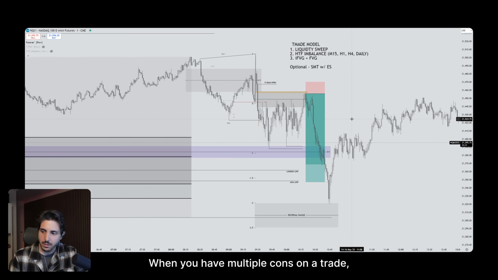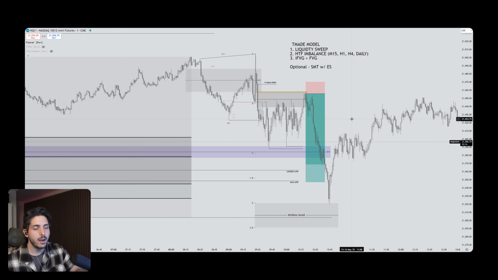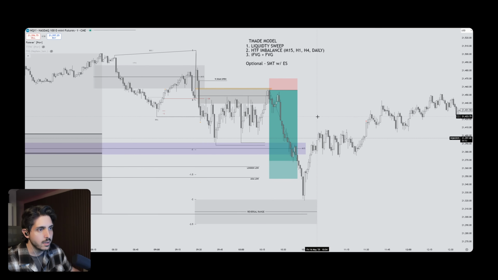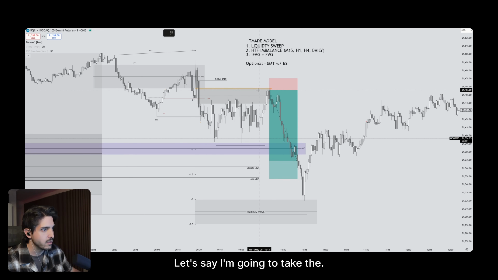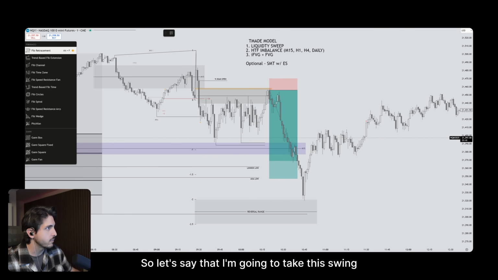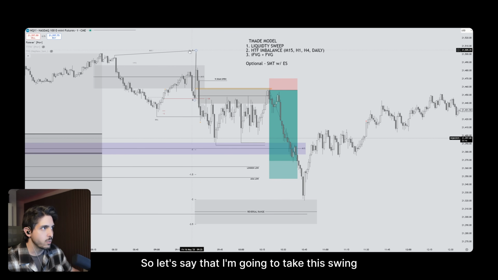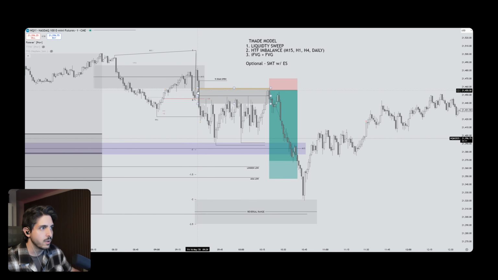When you have multiple cons on a trade, do you usually have smaller targets for partials? So I'll be honest with you, Jen. No, right? Normally, what I'm doing is, let's say that I'm going to take this swing high, right? Because essentially my trade is formed on this high that takes these highs, right? This is where I'm getting it on the version of this trade. So my standard deviation has to be here, right?